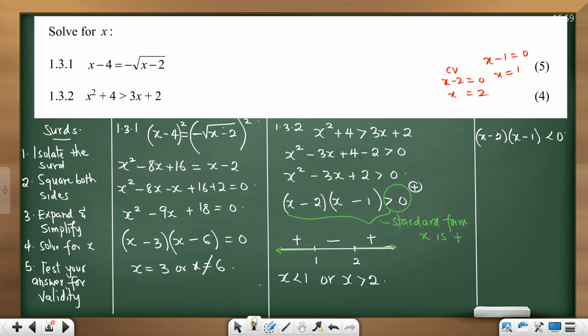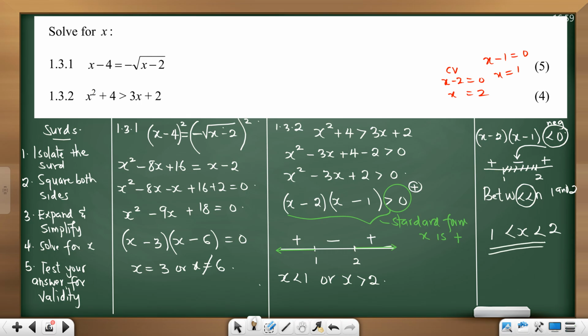If I have a less than 0, what's my critical value? 1, 2. Again, standard form. Now, if I want something less than 0, it's a negative. Where is that negative? It's right here. It is in between 1 and 2. It is between 1 and 2. Look at, that's when I combine. When a value is in between. It's also going to come in functions.